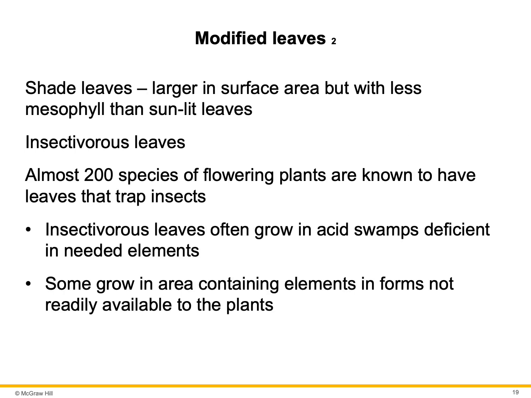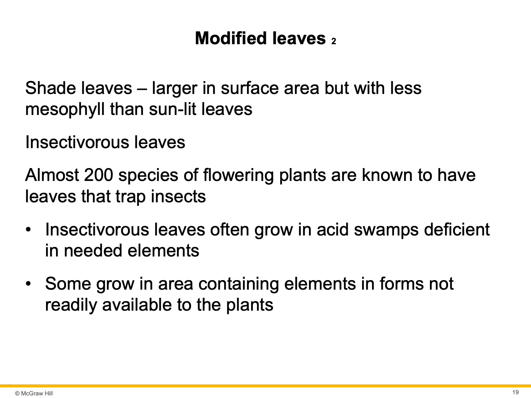We also have shade leaves. Leaves growing in shade versus leaves growing in sun can have morphological and physiological differences. Leaves that grow in shade become large in surface area but thinner, with less mesophyll than sunny leaves. So these are called shade leaves.